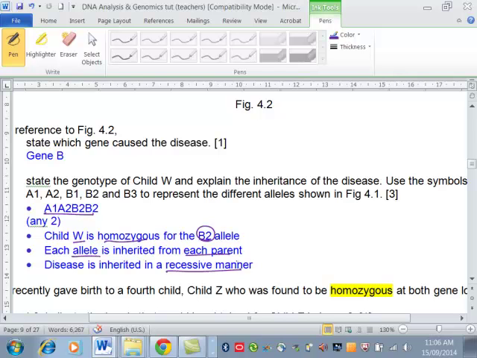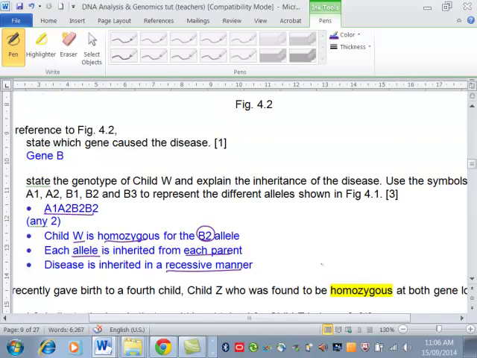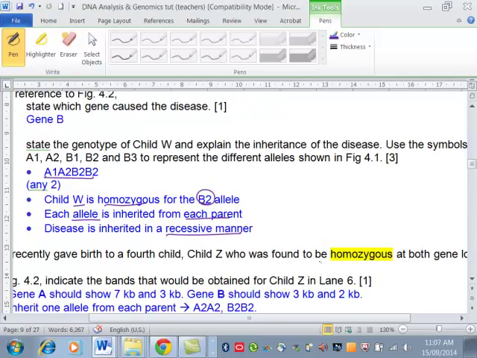Now there's a fourth child, Z. Z is homozygous at both gene loci. So I want you to highlight homozygous. For those of you who may not be as familiar, what does homozygous mean? I can't remember the official definition, but I think you can write down: same two alleles. Homozygous means same two alleles. Heterozygous means different alleles. Okay, very good. So it's the same allele, and they're asking what the bands are for child Z.